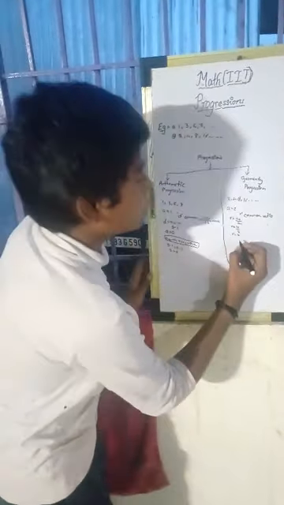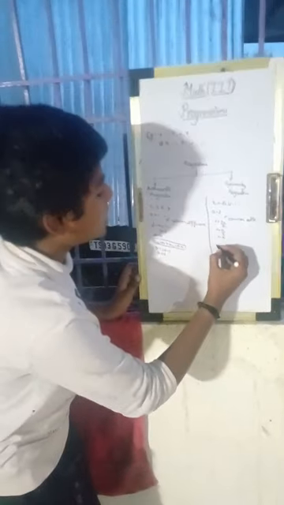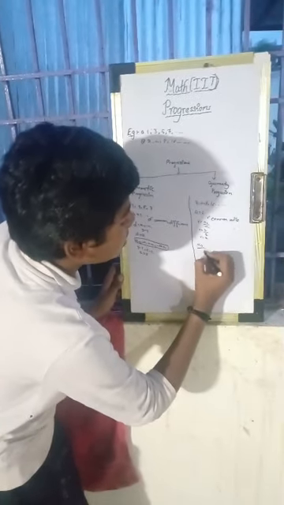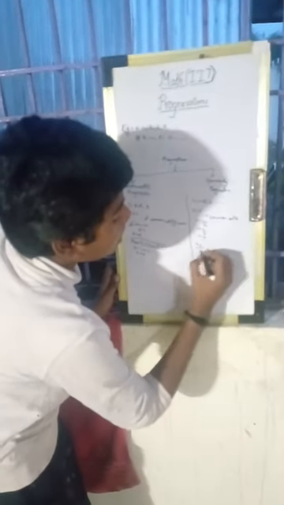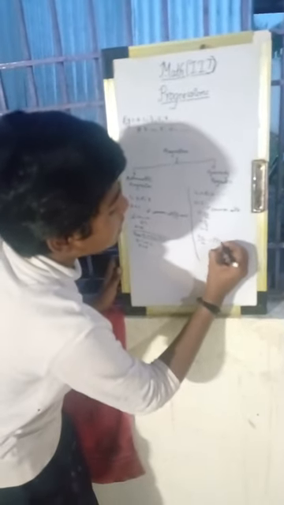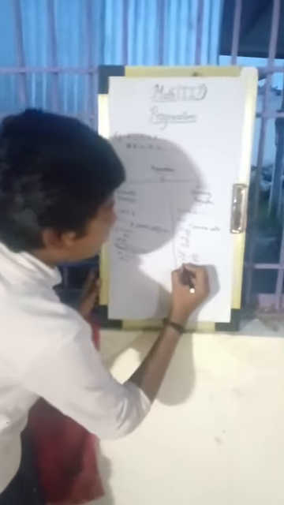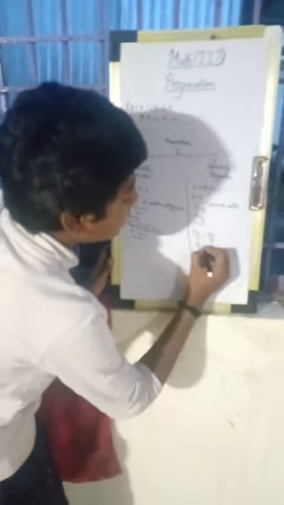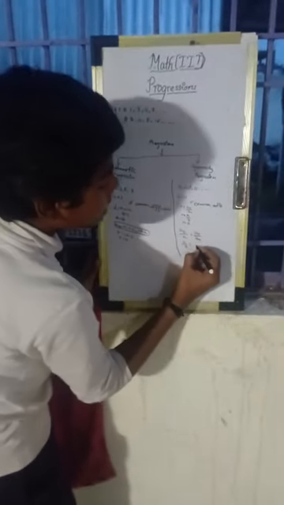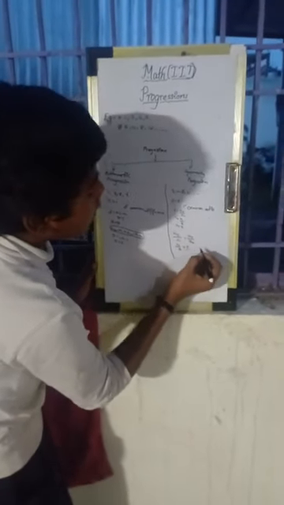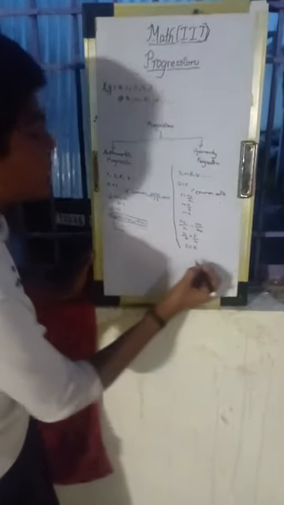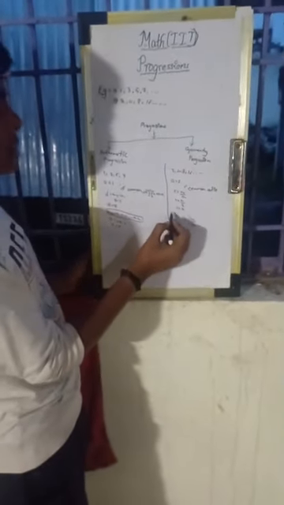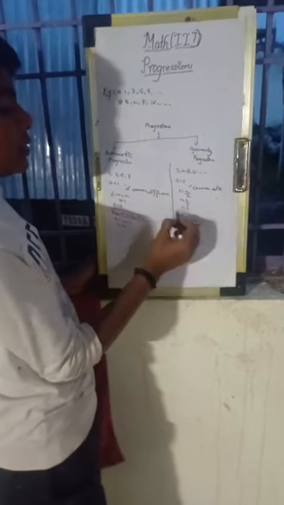So this is the condition necessary for arithmetic progression. And for geometric progression, the condition is A2 by A1 is equal to A3 by A2. Here A2 is 4 and A1 is 2, equal to A3 is 8 and A2 is 4. Here we are getting the common ratio 2. So this is the condition necessary for geometric progression.